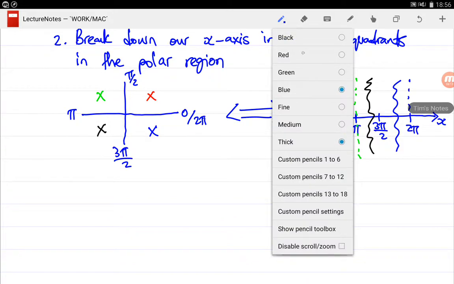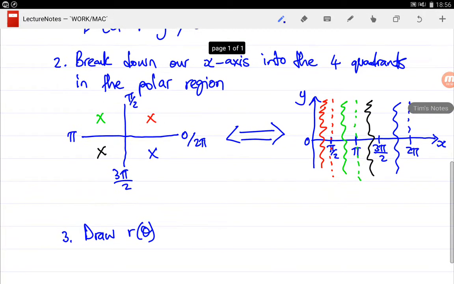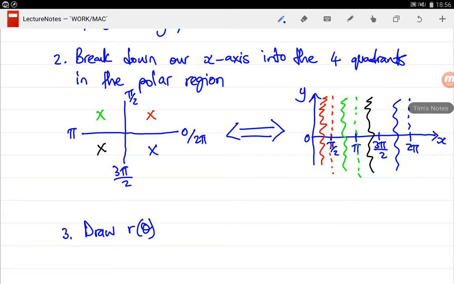And lastly, for the final step, we have to draw r theta. After breaking our x-axis into those 4 quadrants, it's going to help us sketch our polar curve r as a function of theta. So that's that for now.